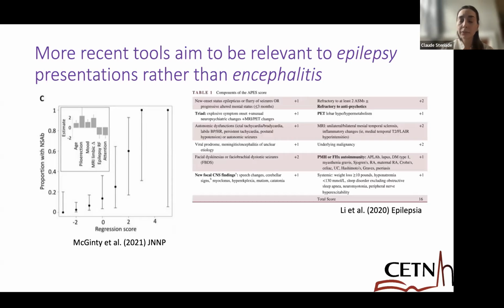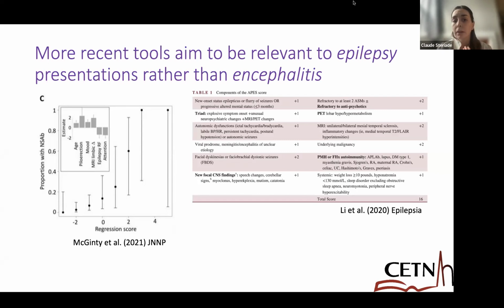And lastly, the Stanford group developed the APE score, which is the Antibody Prevalence in Epilepsy score. Basically, this is a score that's supposed to be used, like with this patient that I just told you about, in a surgical conference, to predict if you should send an antibody panel before proceeding to surgery on someone with epilepsy. And here they added a triad of explosive symptom onset, unusual neuropsychiatric changes, MRI or PET changes, focal CNS findings, refractoriness to antipsychotics. You can read the rest here.